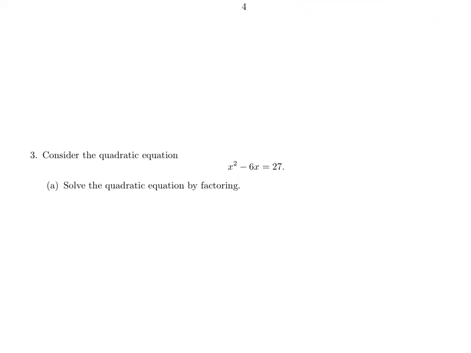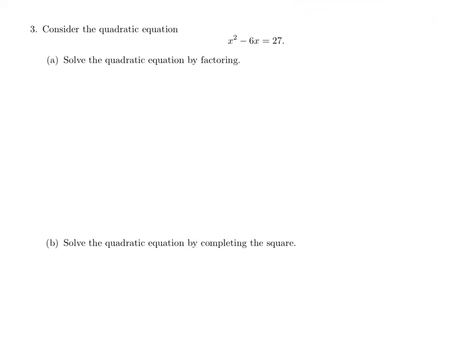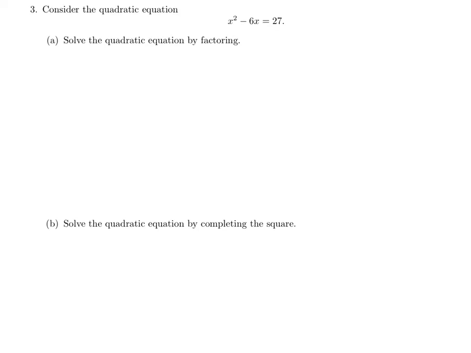All right, number 3. Consider the quadratic equation x squared minus 6x equals 27. Solve the quadratic equation by factoring is part A. And notice part B is solve the quadratic equation by completing the square. You have to solve by the method asked for, or it will not be given credit. So that's really important that you know how to do this in different ways.